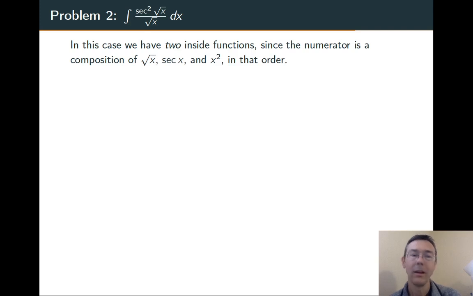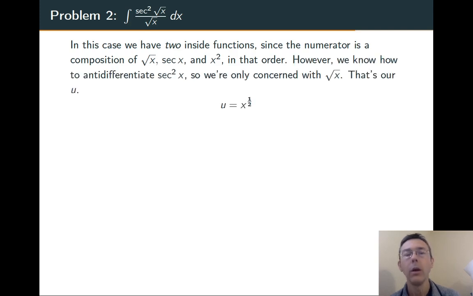Problem 2. The integral of secant squared of the square root of x over the square root of x. So the numerator here actually has 3 functions in it. There's a function inside of a function inside of another function. First we evaluate the square root of x, then we plug that into secant, then we square it. However, we know how to get an antiderivative for secant squared. So really the only thing we're concerned about as an inside function here is the square root of x.